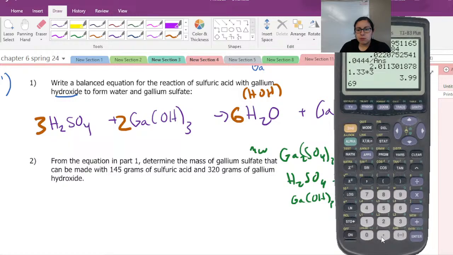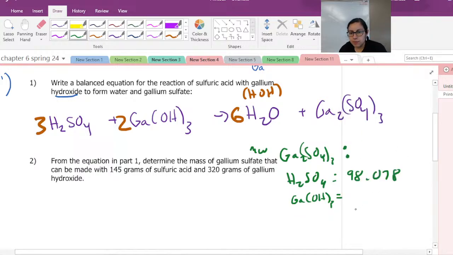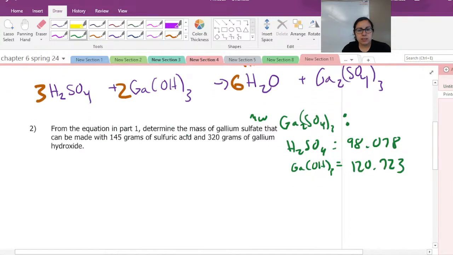So you said gallium was what, 69.723, and then let's just round 17 times 3. So about 120.72 or 3. So something like this, you could have a different number with rounding. And we can come back to gallium sulfate, though it does ask us for mass.